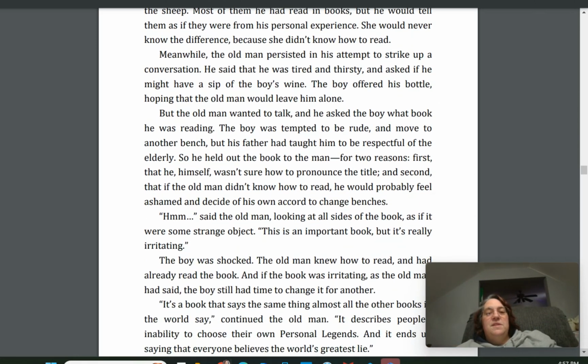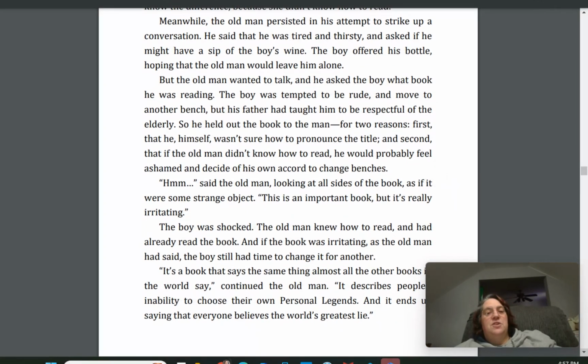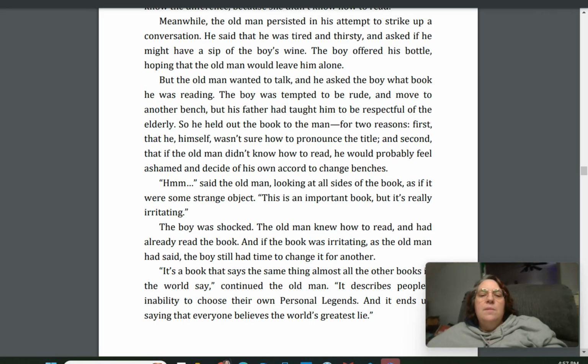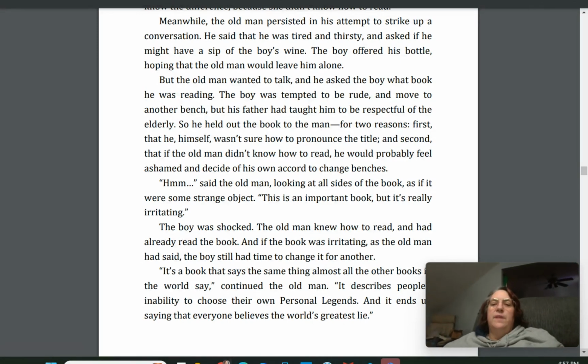Meanwhile, the old man persisted in his attempt to strike up a conversation. He said that he was tired and thirsty, and asked if he might have a sip of the boy's wine. The boy offered the bottle, hoping that the old man would leave him alone. But the old man wanted to talk, and asked the boy what book he was reading. The boy was tempted to be rude and move to another bench, but his father taught him to be respectful of the elderly. So he held out the book to the man for two reasons.